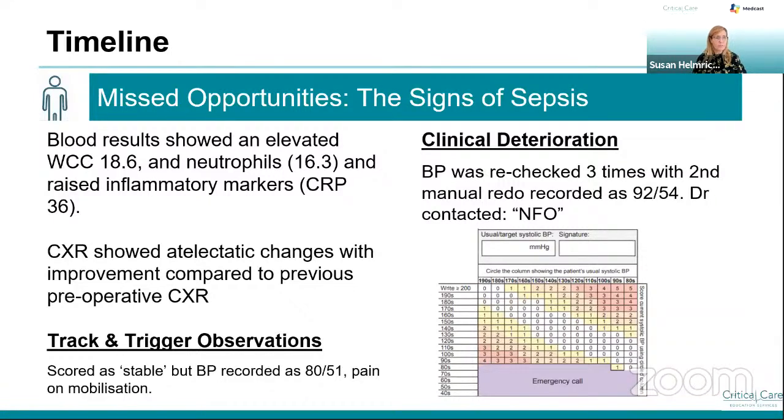On the track and trigger observations, her BP was checked and recorded at 80/50 initially. She was also documented as having some pain on immobilization. With the blood pressure of 80/50, the nurse took that blood pressure with the automatic machine and rechecked it manually. There were 3 rechecks done, and on the second manual redo, the recording of the BP was 92/54. This was documented on her chart, and the doctor was contacted, but they didn't have any further observations. So we'll go on to our next poll now.